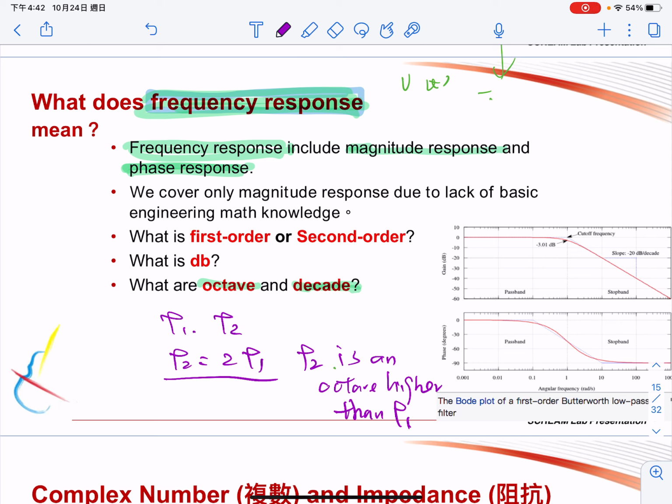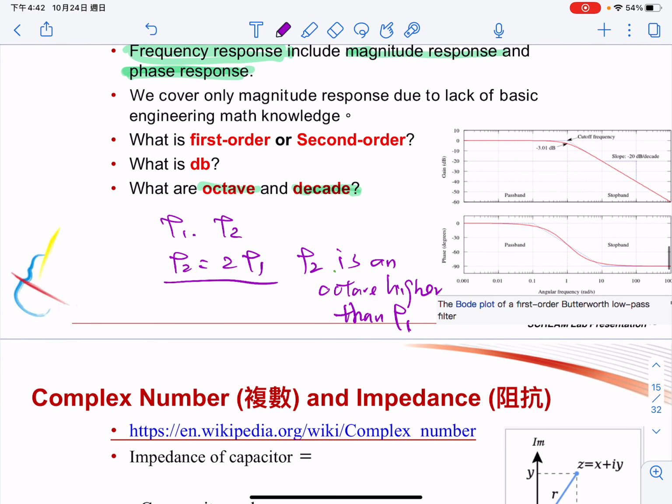Okay, but if f3 is 10 times f1, then we call f3 a decade higher than f1.